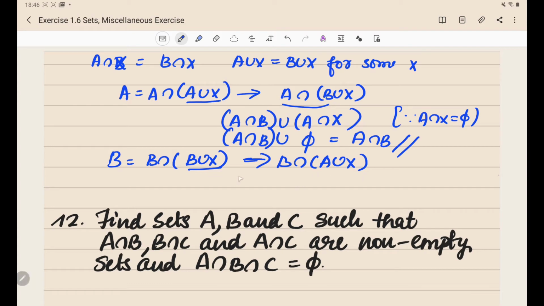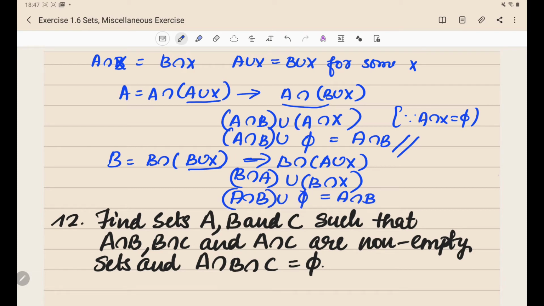B intersection (A union X). Again, using the distributive law, what happens? B intersection A, or A intersection B, union B intersection X. Again, you know that B intersection X is equal to phi, that is A intersection B union phi, that is equal to A intersection B. From both sides, we can compare and write that A is equal to B.